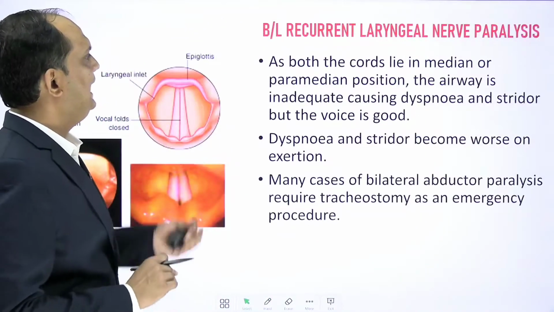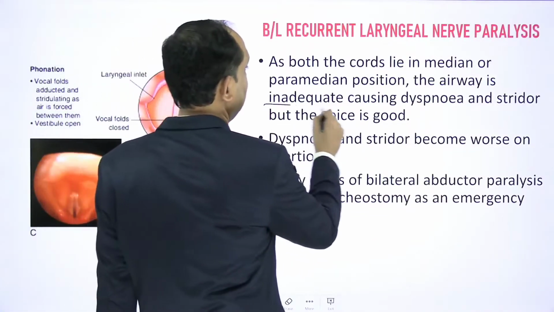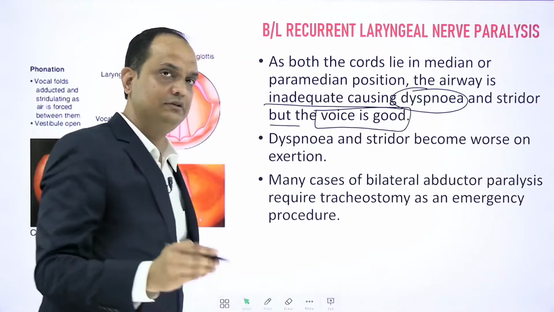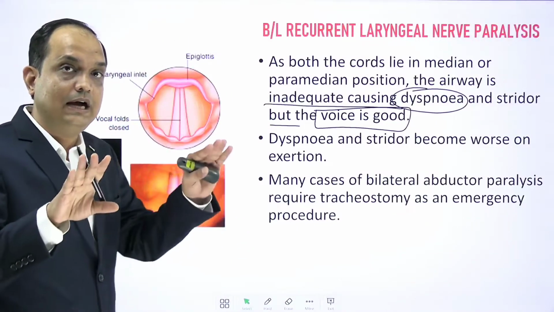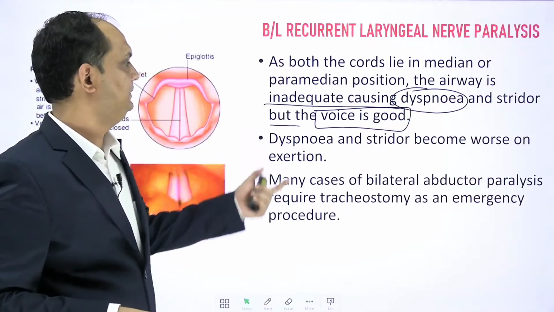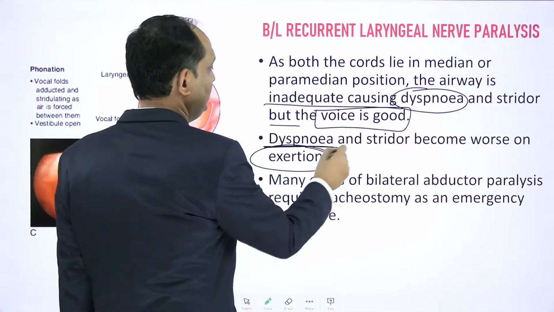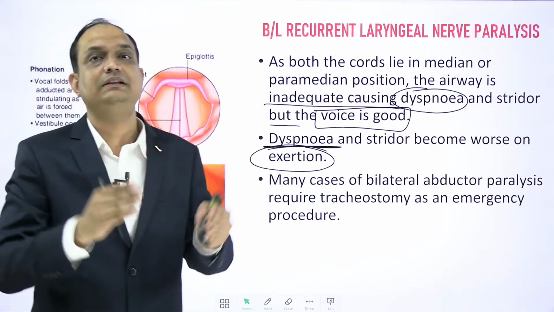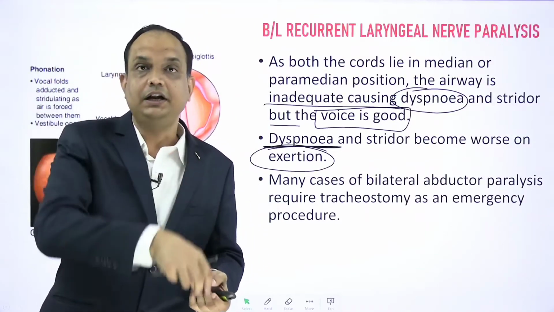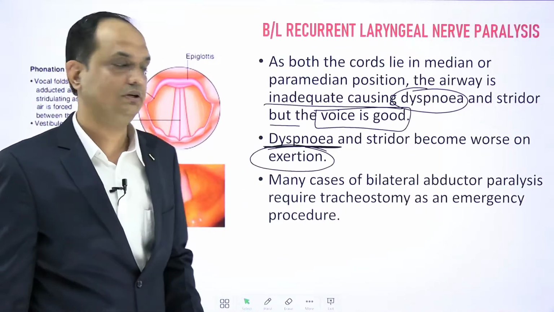Now, as both the cords lie in the median or paramedian position, the airway is inadequate, causing dyspnea and stridor, but the voice is good. The patient is not having a problem with the voice because, again, I told you adduction can be possible, but there is dyspnea. Dyspnea and stridor become worse on exertion. Why dyspnea? Because the opening of the glottis is compromised. The abduction is not there. So because abduction is not there, the entry of air is decreasing and the patient has the complaint on exertion.